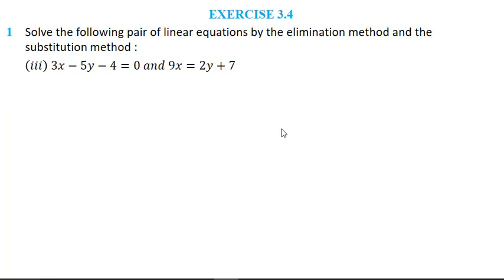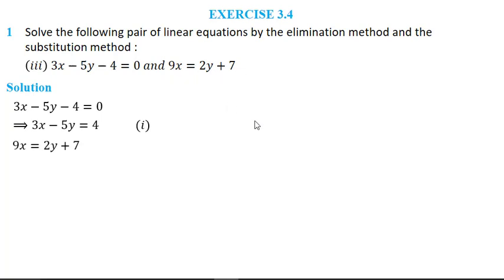Third question: 3x minus 5y minus 4 equal to 0 and 9x equal to 2y plus 7. So what we will do is first rearrange these two equations. I will move this minus 4 to the right hand side, and in the second equation I will bring this 2y to the left hand side. So now these two equations are in the form which we are solving, that is ax plus by equal to c.